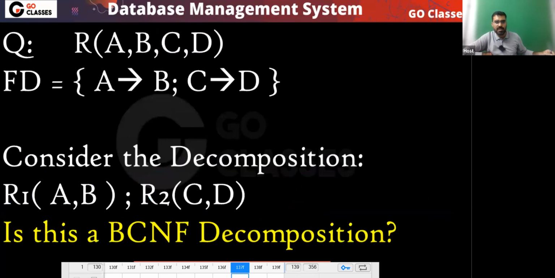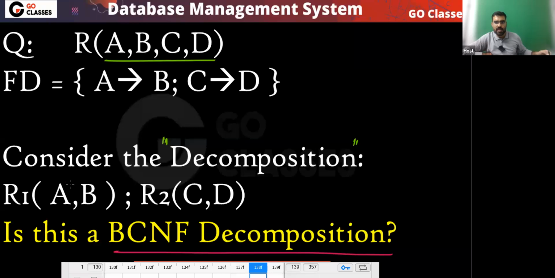Now I am giving you a question, and you tell me, is this a BCNF decomposition? On your screen you have R(ABCD) and the given functional dependencies. I am giving you a decomposition, R1 and R2. Can I say this is a BCNF decomposition? Yes, the answer is yes.